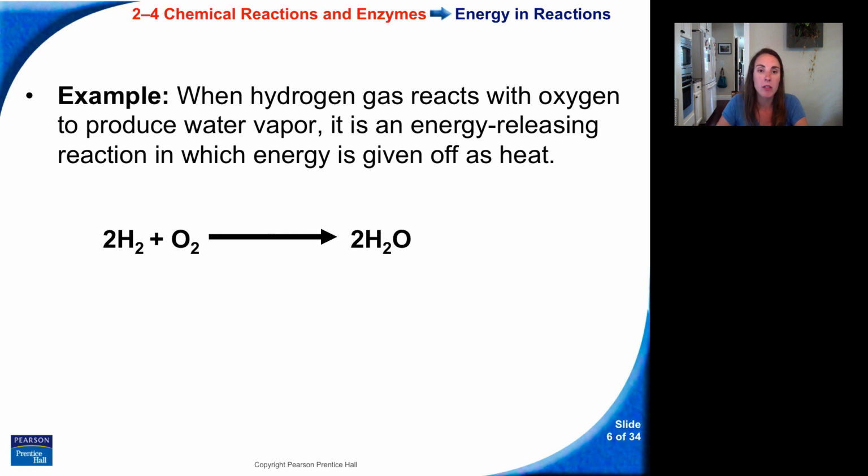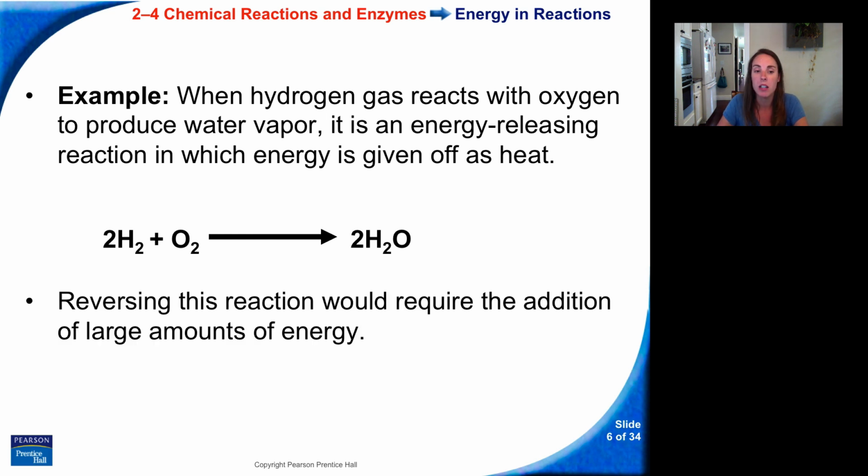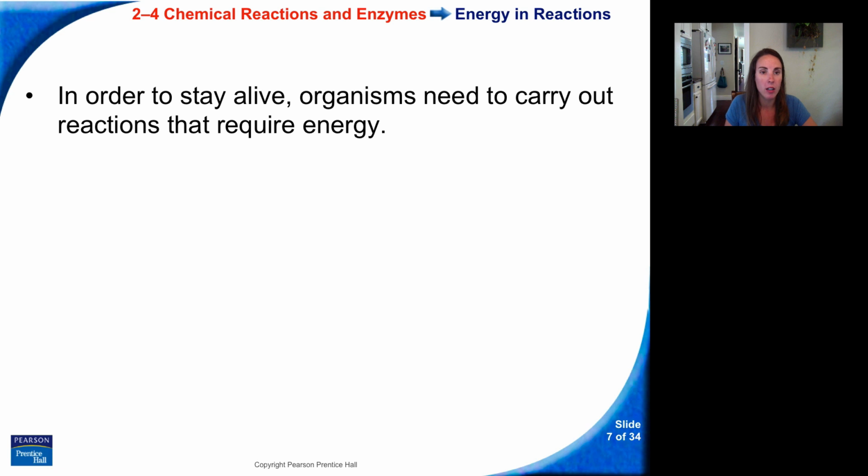An example of that is when hydrogen gas reacts with oxygen to produce water vapor. It is an energy-releasing reaction in which energy is given off as heat. But reversing this reaction would require the addition of large amounts of energy. So this is spontaneous, and it releases heat. But if we take water and we want to turn it into hydrogen gas and oxygen, it requires an input of energy.